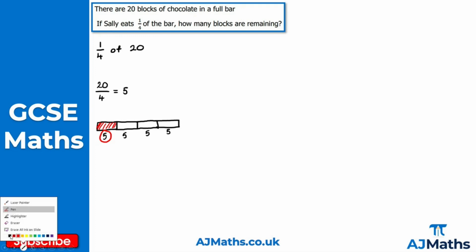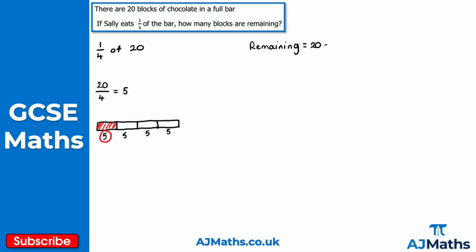Okay. Now again, we just need to be slightly careful with the question here. The question's asking how many blocks are remaining rather than how many has Sally eaten. Okay. So how many are remaining? The remaining here, well, that would be the total number of blocks. That would be 20. Minus the amount that Sally's eaten, which is 5. So 20 minus 5, giving us 15 there. Okay. So in that case, then there's 15 blocks of chocolate remaining.